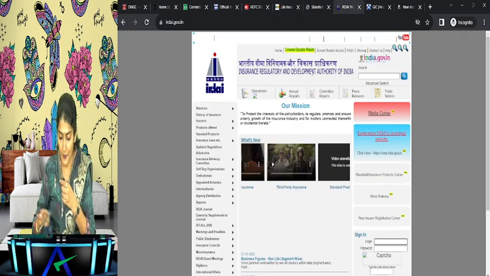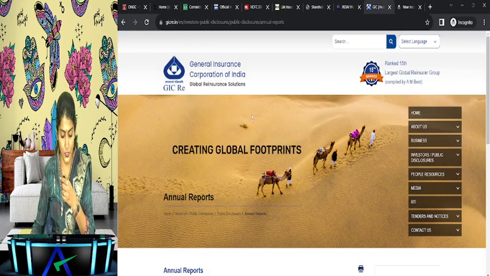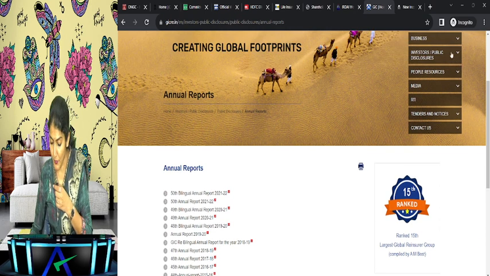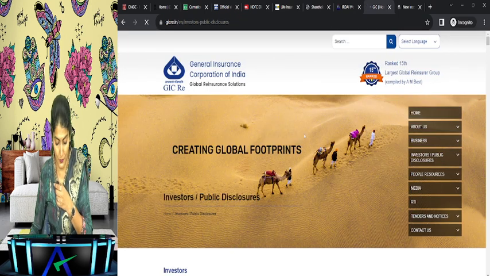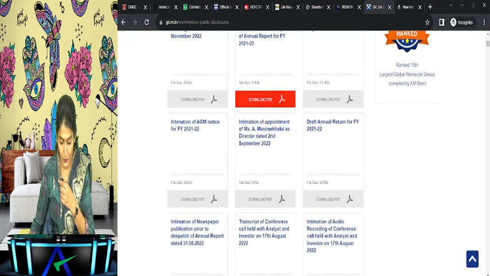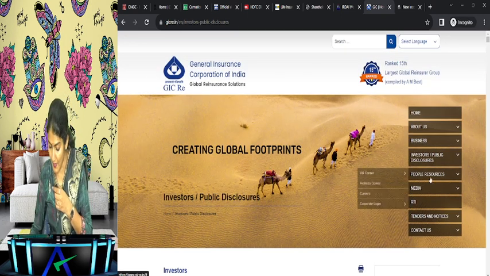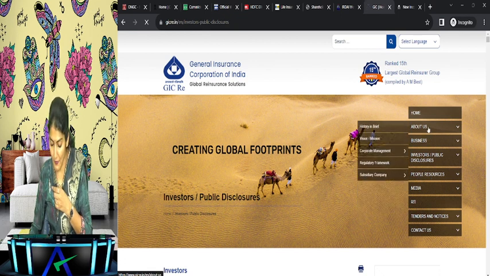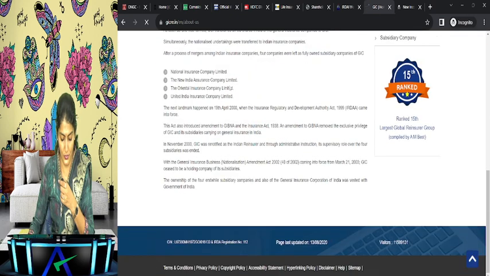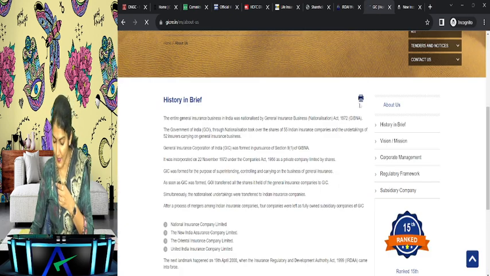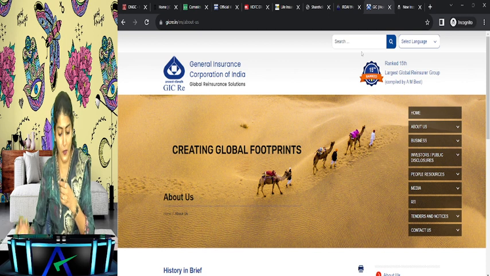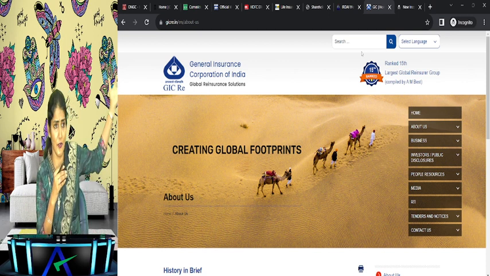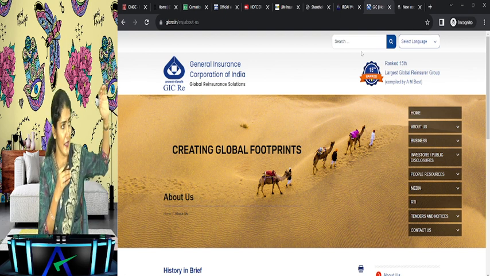Then apart from the life insurance company, we have the general insurance company. For the general insurance company you have their annual reports, the investor and public disclosures, then the various types of resources, tenders and notices, and the various businesses done by the general insurance corporation. So life insurance and general insurance: where you get your fire insurance done, that is the general insurance, and where you get your life insurance done, that is the LIC.